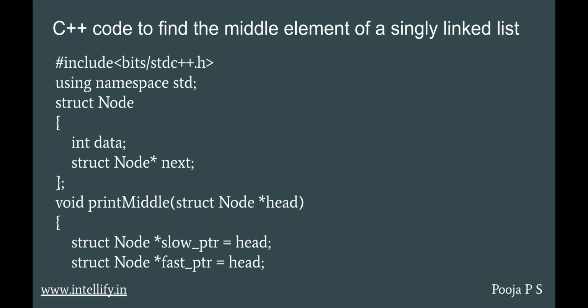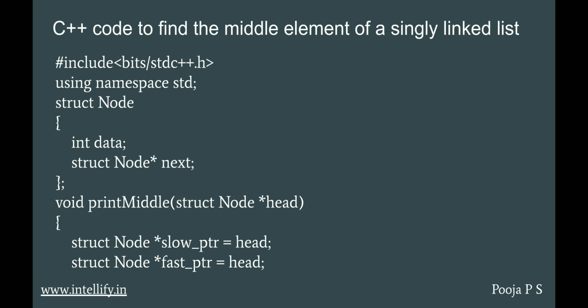And this is the C++ code that we have written to find the middle element of a singly linked list. Here we are creating a structure called node, and this is the data field that will store the data of the node, and here we are creating a pointer, that is the next pointer. This is the print middle function that we have created, and this function will get the middle element of the linked list.